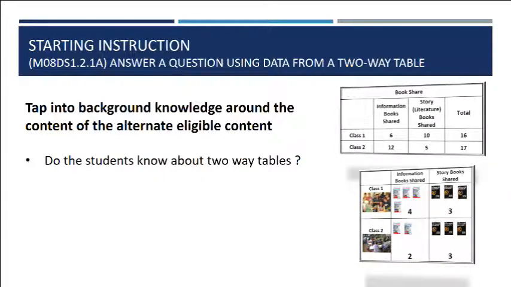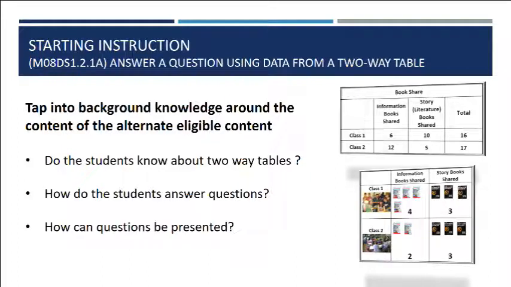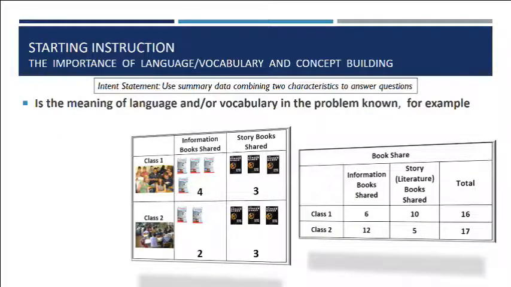So then, what about the alternate eligible content? Do they know about two-way tables? Do they know about columns and rows? How do they answer questions? How can questions be presented? So we have our intent statement there. So we really just need to use some of the summary data combining two characteristics to answer questions. So can they go across and up and down and come to a middle? Again, the amounts are irrelevant. Use what's familiar to your students to teach this concept.